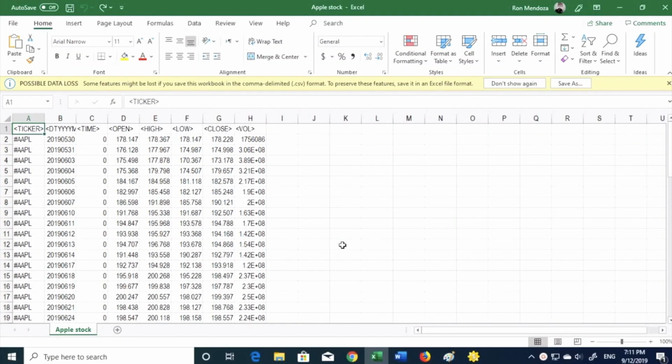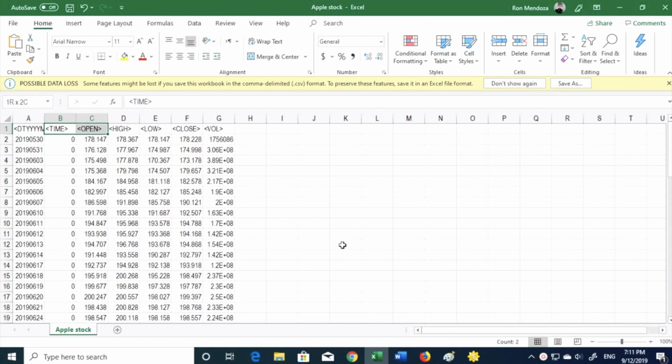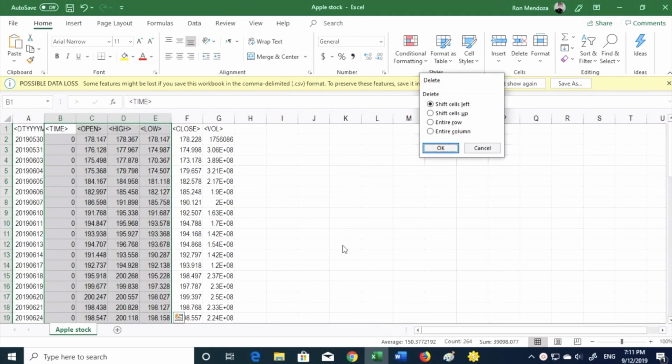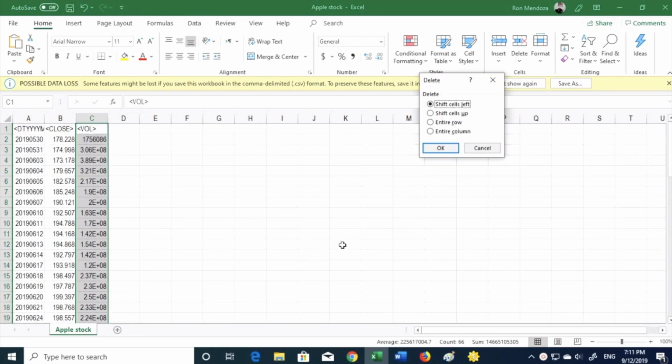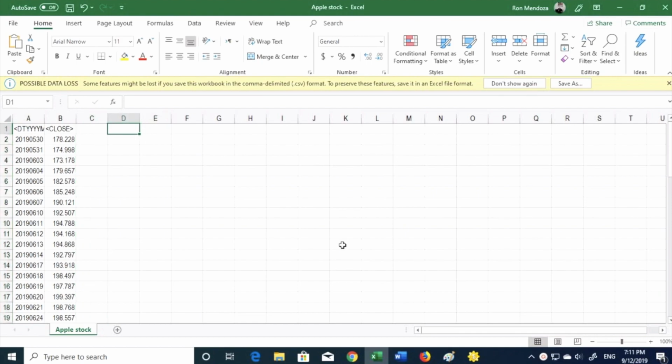Hello everyone, this is Ron with Intel Investors, and for today's video I'm going to construct a MACD using Excel. Now you'll notice that I've eliminated all the unnecessary information and we're just going to focus on the main components of the MACD, which are the exponential moving averages and the closing prices.